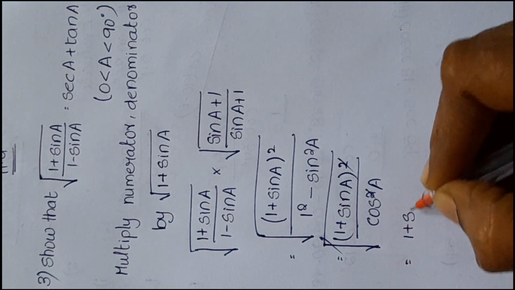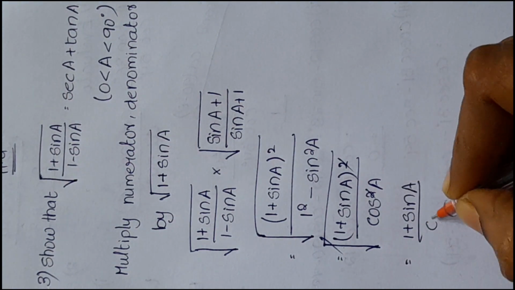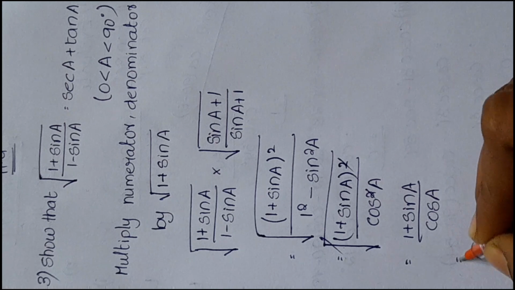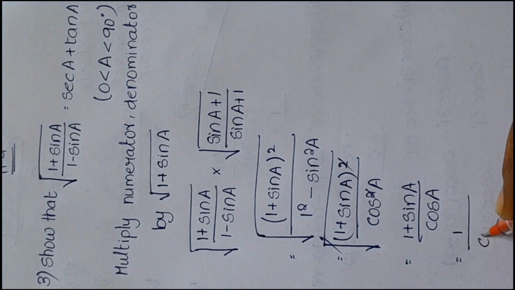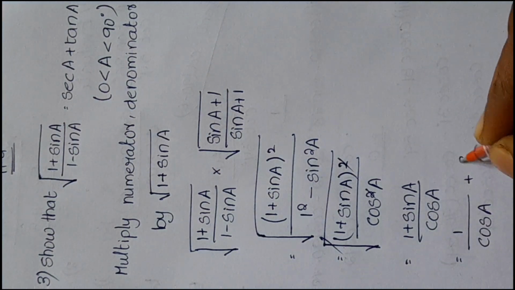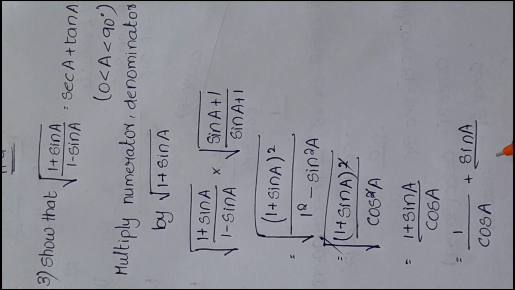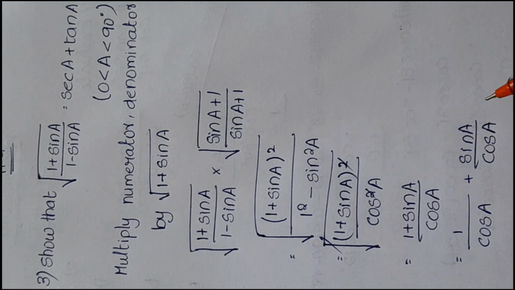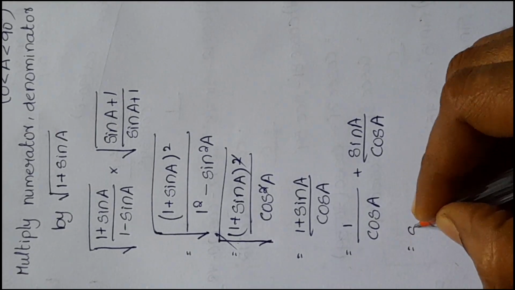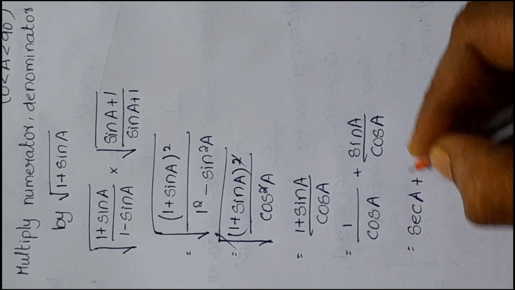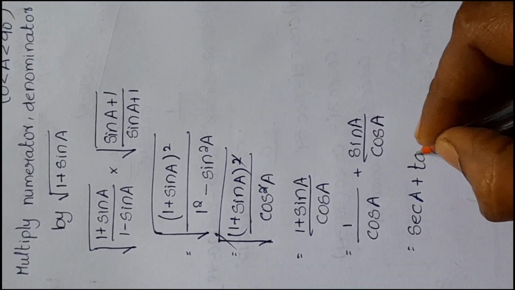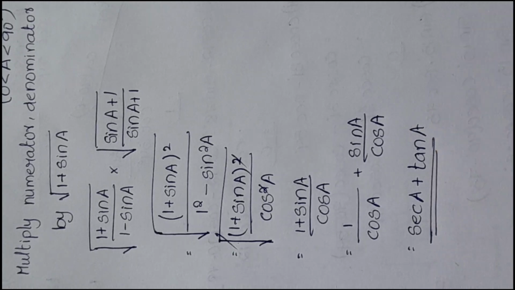So 1 plus sin A by cos A, which is equal to, taking the individual terms, 1 by cos A plus sin A by cos A. 1 by cos is secant. So secant A plus sin by cos is tan. So this becomes secant A plus tan A. This is the required answer.